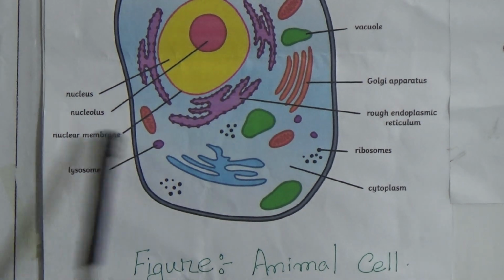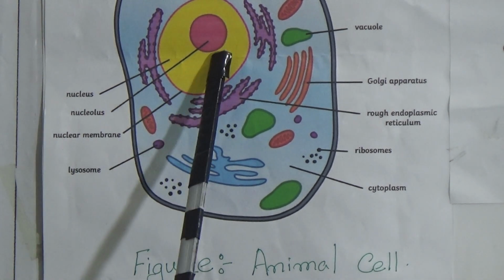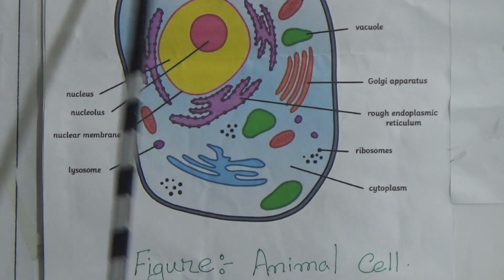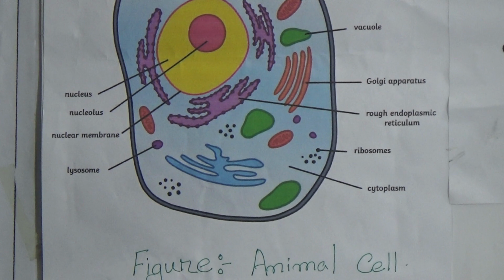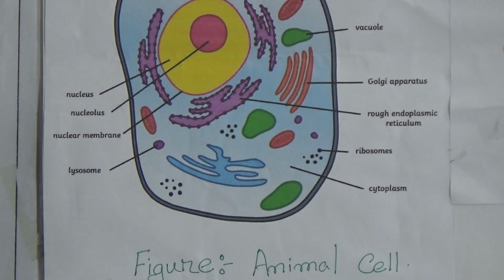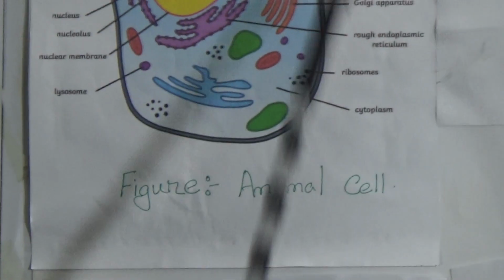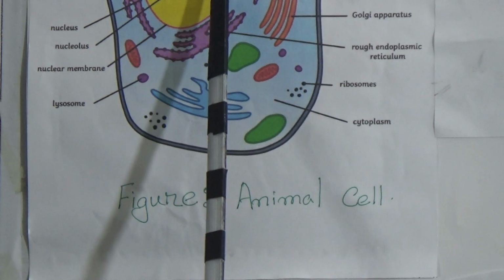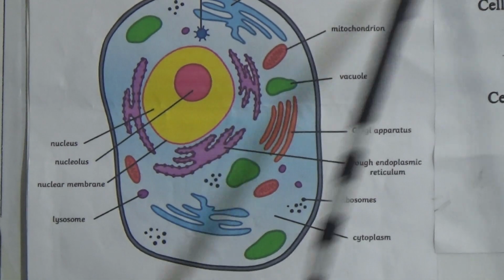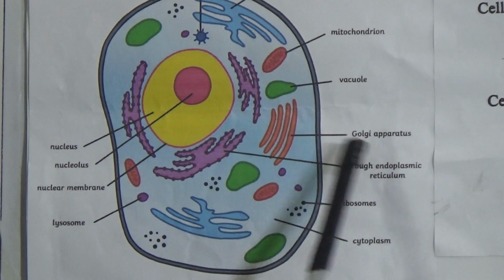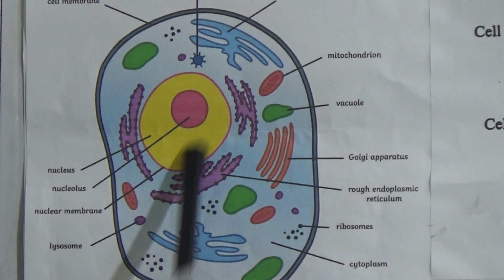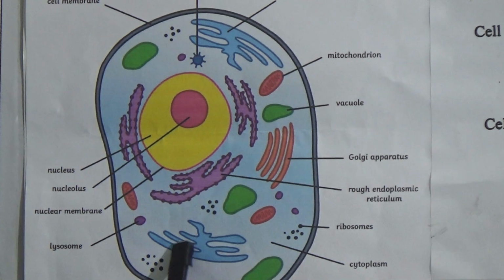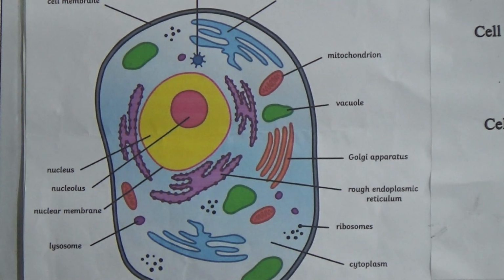Lysosome, nuclear membrane, nucleolus and nucleus, and the outer surface of the cell is called the cell membrane. So in this animal cell you find mitochondria, smooth endoplasmic reticulum, rough endoplasmic reticulum, Golgi body, nucleolus, nucleus, nuclear membrane, cytoplasm, lysosome, ribosome, these things.